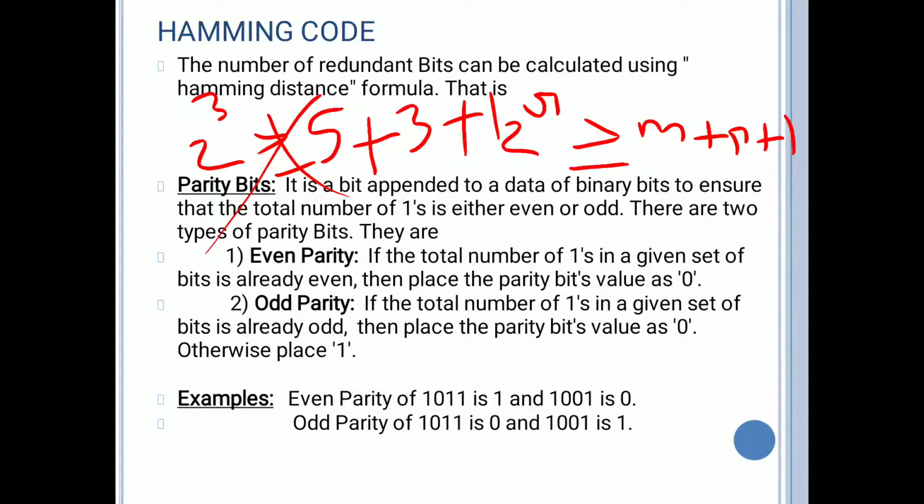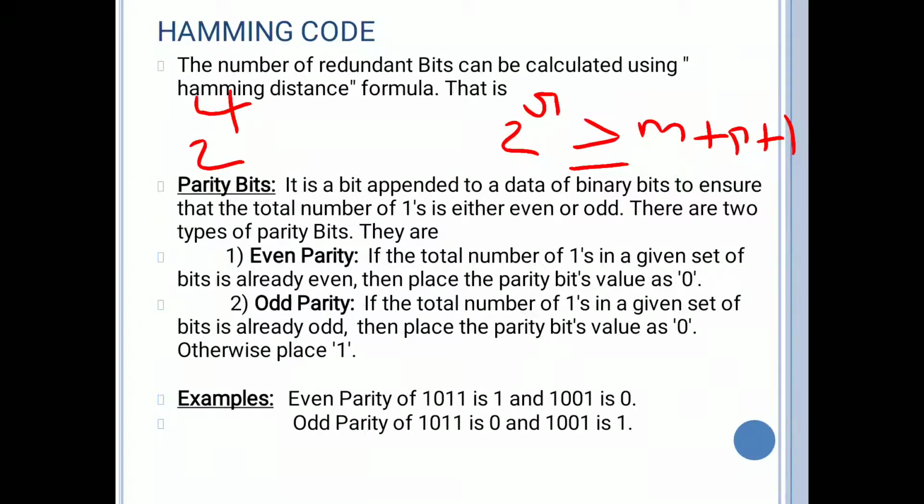Again the condition fails. That means 3 redundant bits are also not sufficient. Then again we will increment the redundant bit value by 1, so that is 4. Now r value is equal to 4 and m value is 5. 2 to the power of 4 greater than or equal to 5 plus 4 plus 1. Here 16 greater than or equal to 10. Now the condition is satisfied.